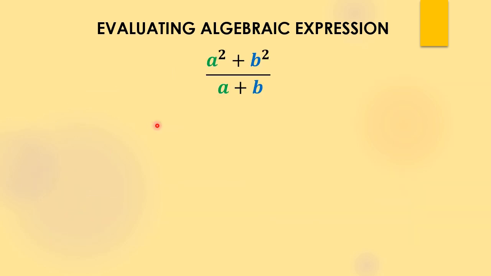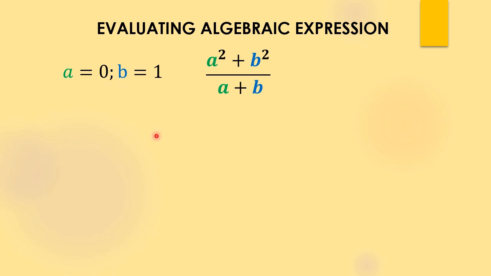Now, let us try to evaluate this given expression. I have here a squared plus b squared over a plus b. So here, we have two variables, the variables a and b. So what will be the value of our algebraic expression if a is equal to 0 and b is equal to 1?